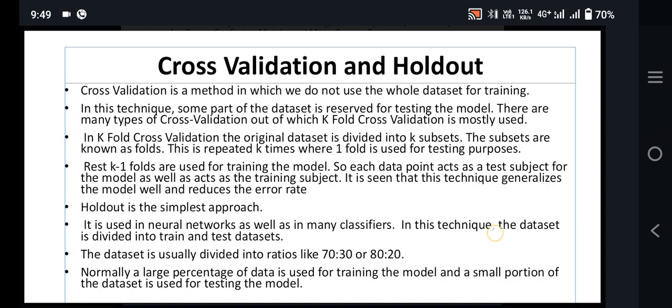Then holdout. It is the simplest approach. It is used in neural networks as well as in many classifiers. In this technique, the data set is divided into train and test data sets. The data set is usually divided into ratios like 70:30 or 80:20. Normally, a large percentage of data is used for training the model and a small portion of data is used for testing the model.